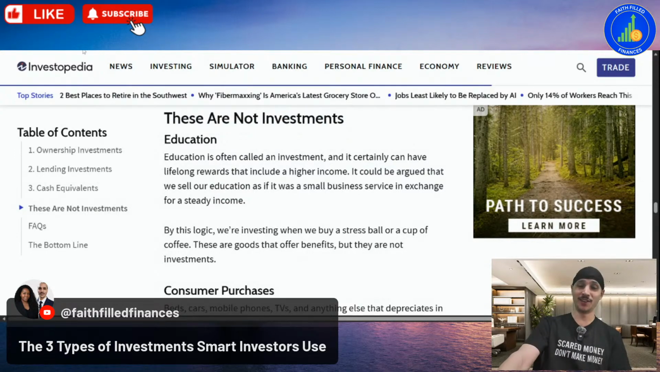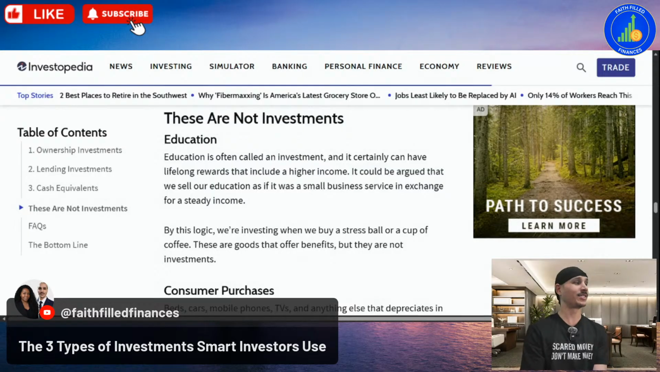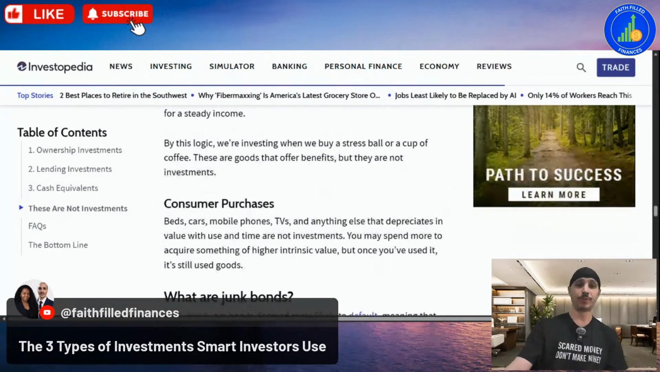But shout out to you if you have student loan debt. We will pray for you. That sucks tremendously. There are a lot of Americans that have that debt, family. So if you have student loan debt, my heart goes out to you. But according to Investopedia, they're saying education is not an investment.